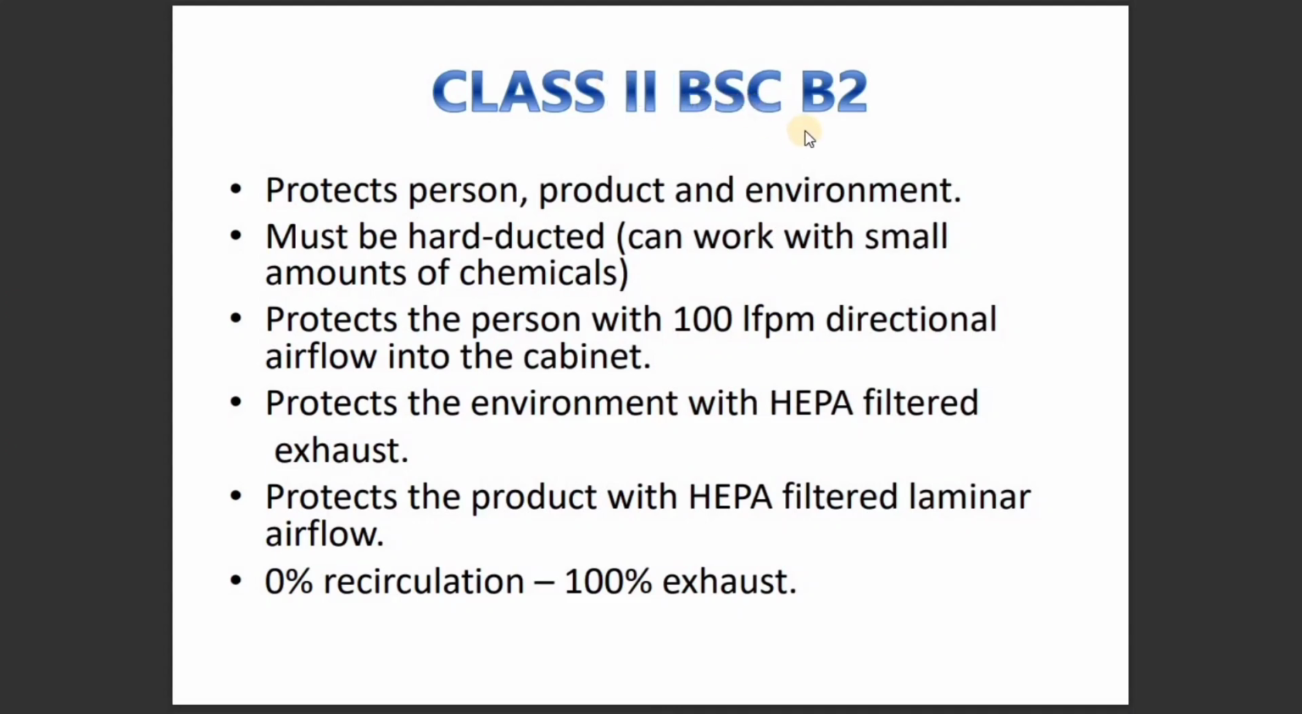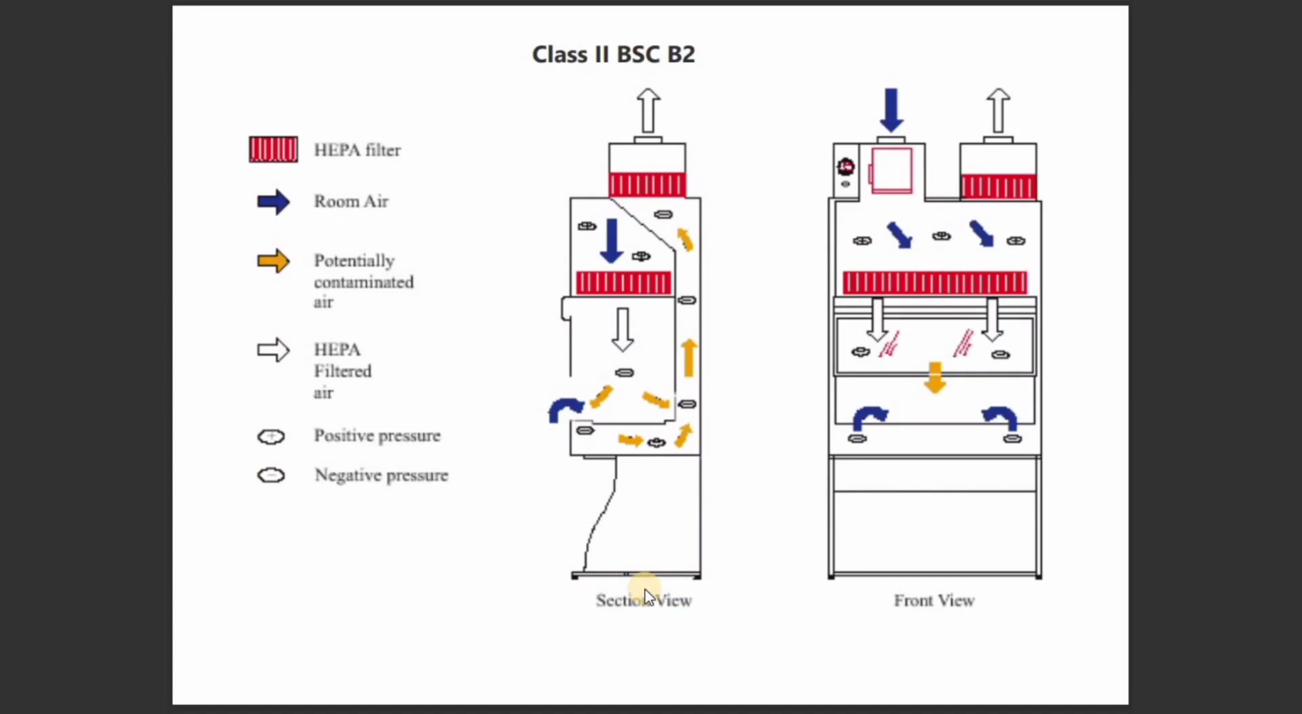Class 2 biosafety cabinet B2. It protects person, product and environment. Must be hard ducted. Can work with small amounts of chemicals. Protects the person with 100 feet per minute directional airflow into the cabinet. It protects the environment with HEPA filter exhaust. Protects the product with HEPA filter laminar airflow. 70% of air is recirculated and 100% exhaust. This is class 2 biosafety cabinet B2.